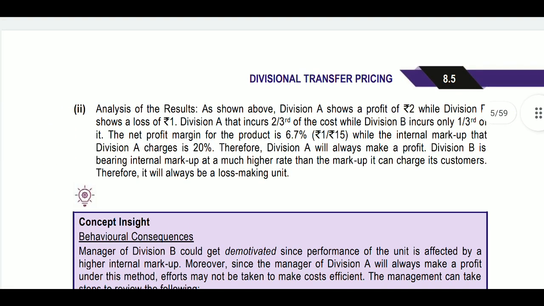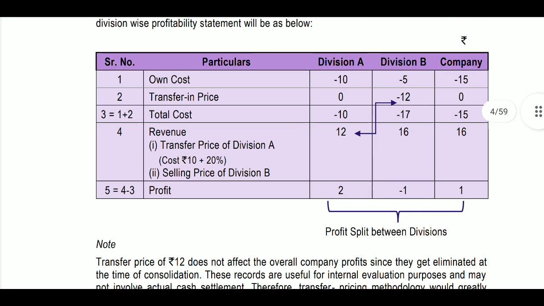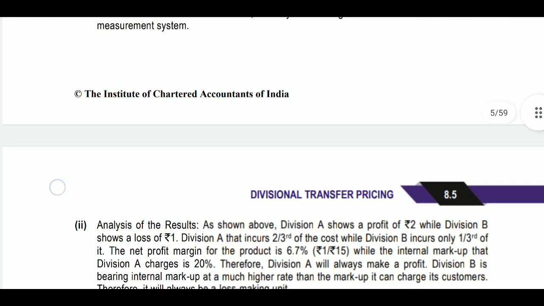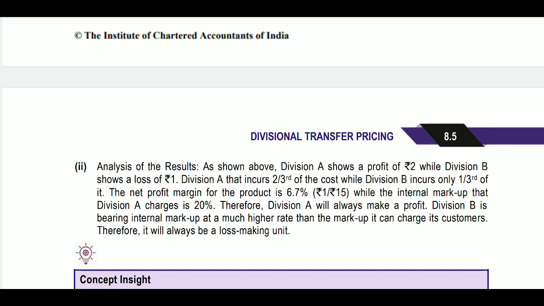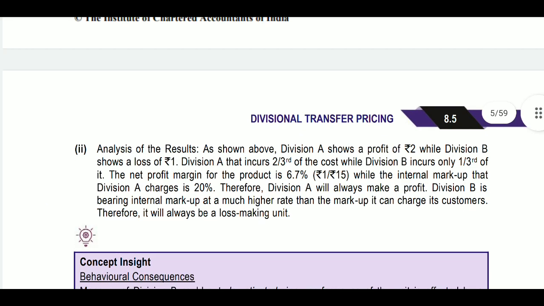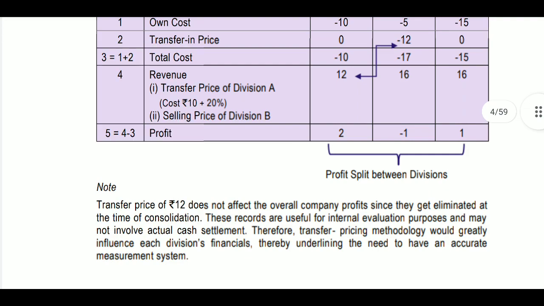Next, here we will analyze the results. What are the results? Division A shows 2 rupees profit, while division B shows 1 rupee loss. Division A incurs 2/3 of the cost. So for cost, it is incurring 10 rupees. So 2/3 of the cost is incurred by A, and 1/3, that is 5 rupees, is incurred by B. The net profit margin is 6.7%, that is 1 rupee divided by 15.